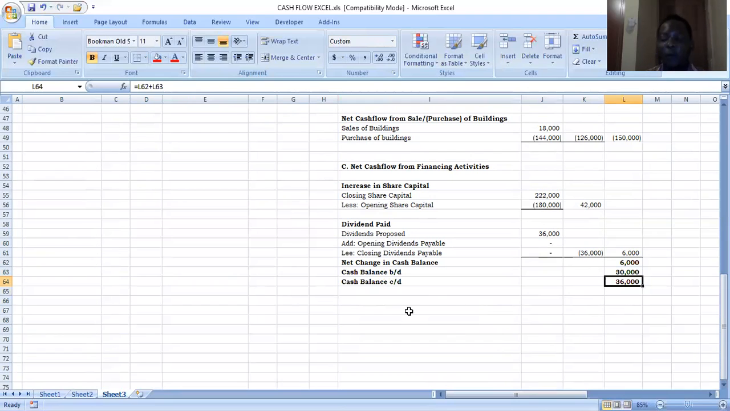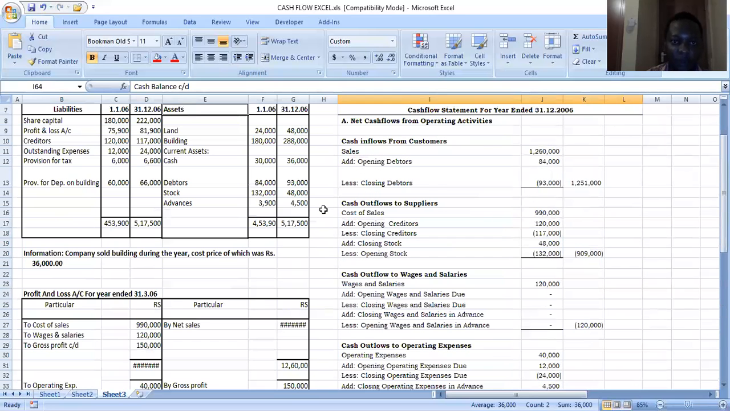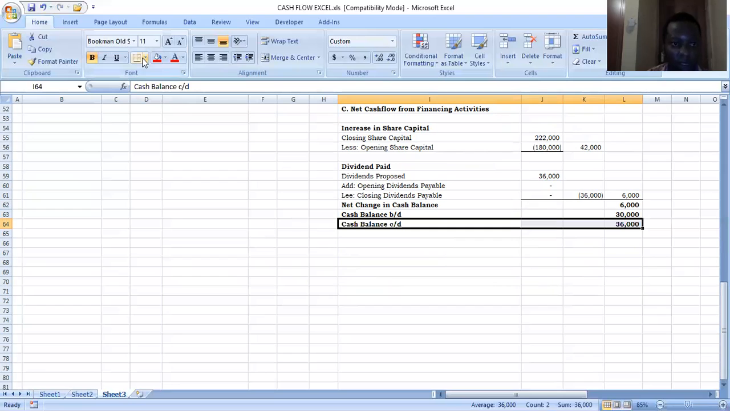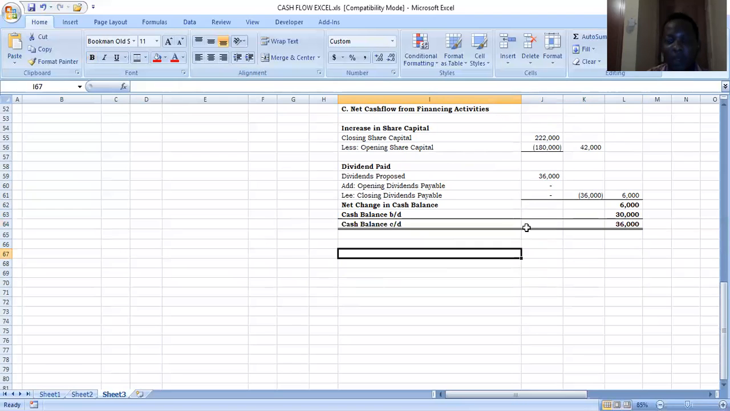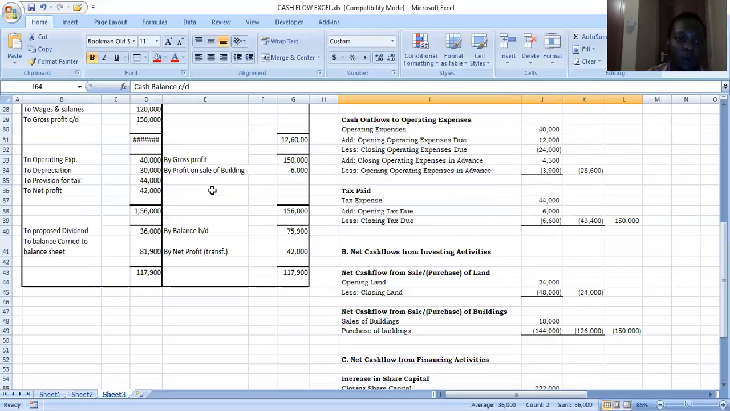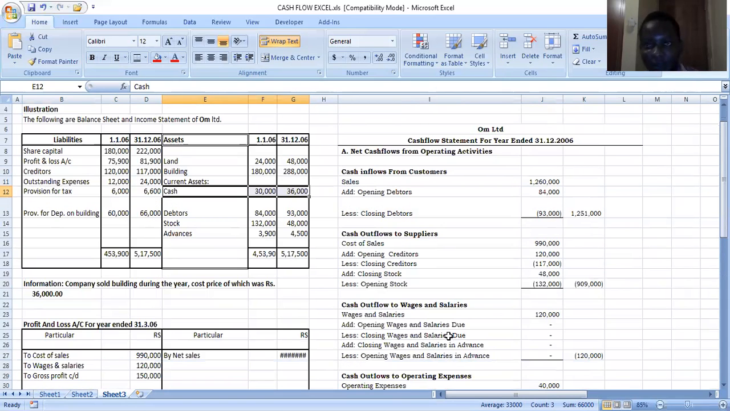If we go back to our balance sheet, the closing balance of cash, that is the cash brought down, is 36,000 shillings. Which is the same as what we are having in our cash flow statement. So our cash flow statement should balance off that way. The cash balance carried down in the cash flow statement should be equal to the cash in the balance sheet. And with that, we have our illustration on how to prepare a statement of cash flows. Thanks for bearing with the long time that I've used to prepare this statement. Thank you.